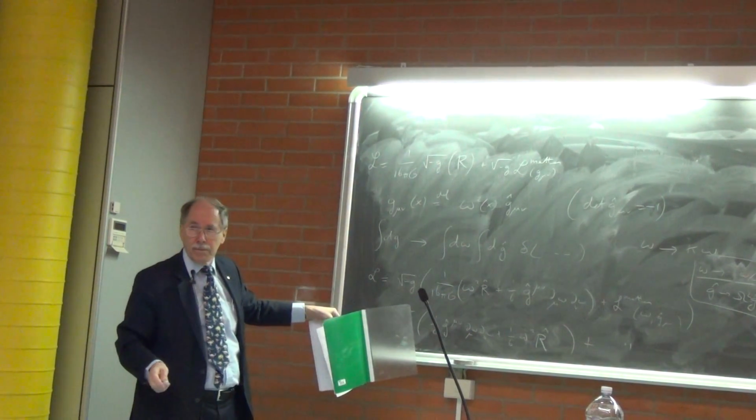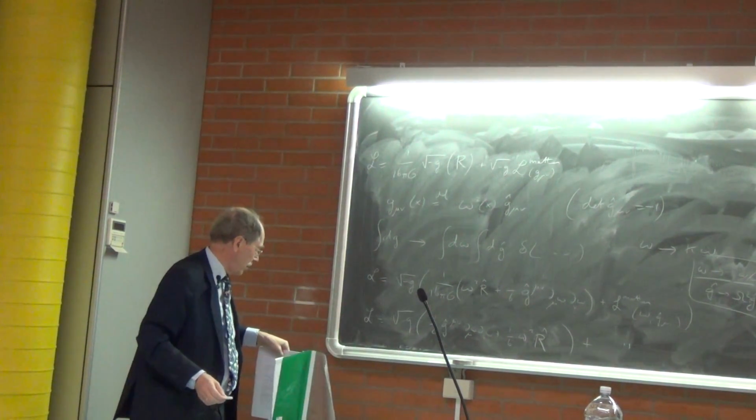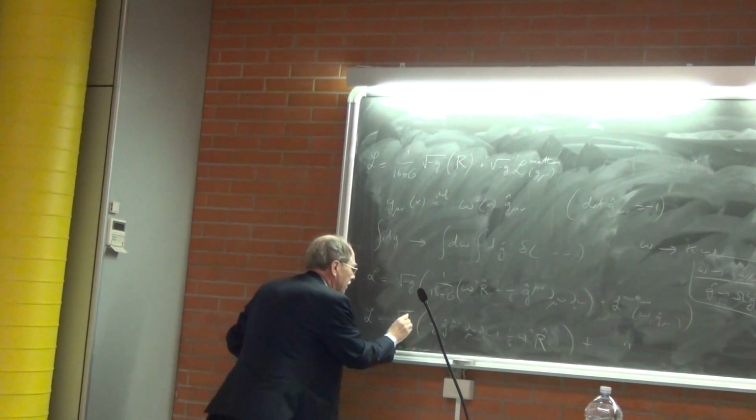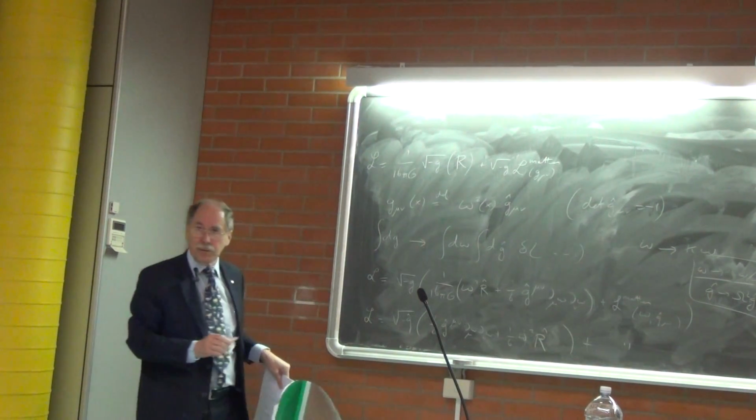Excuse me, don't we have g hat under the square root? Sorry? g hat under the square root around the red line. This is g hat. Was that the question? Yes.